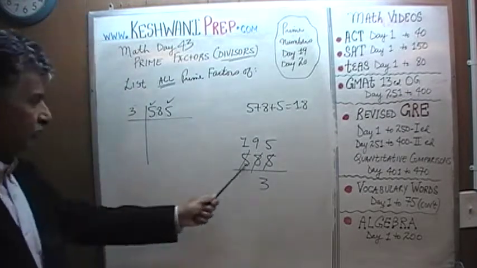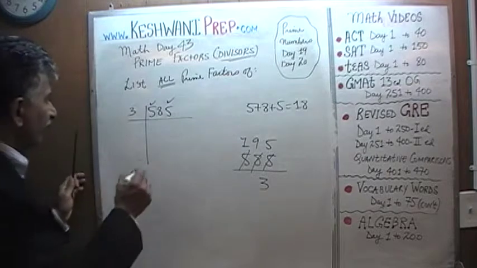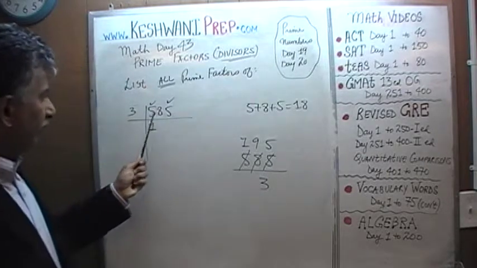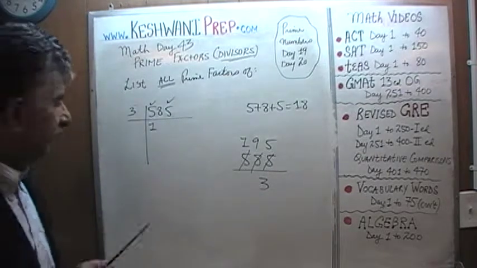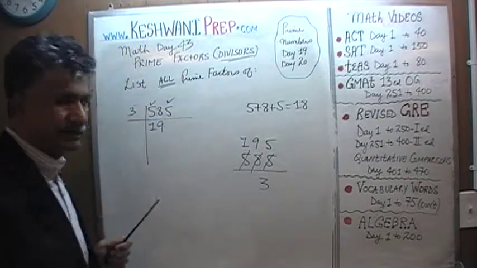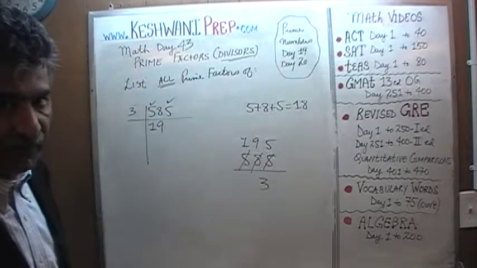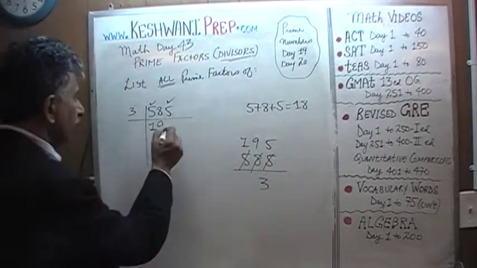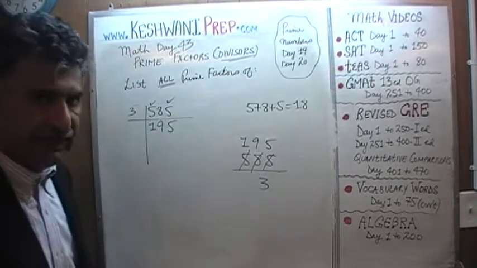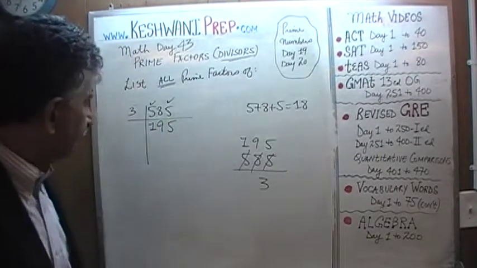195. One more time, we're going to do the same thing here. 5 has 1 three. The remaining 2 goes and joins the 8, becomes 28. 28 has 9 threes. 9 threes are 27. The remaining 1 goes and joins the 5, becomes 15. And 15 has 5 threes. You must have the concentration, otherwise it won't work.